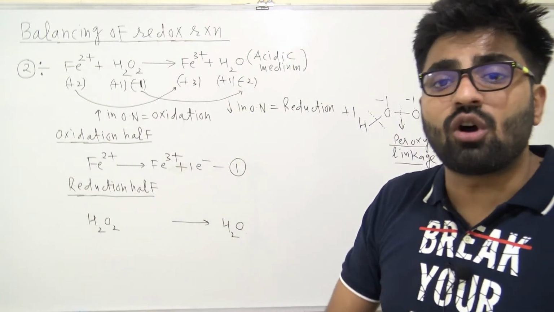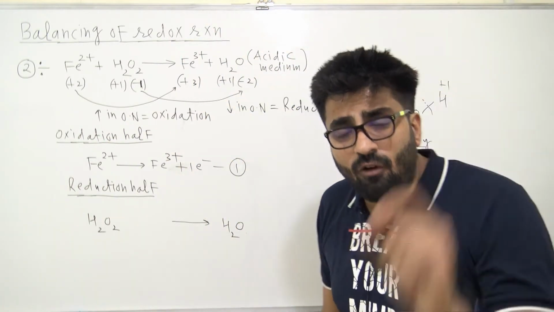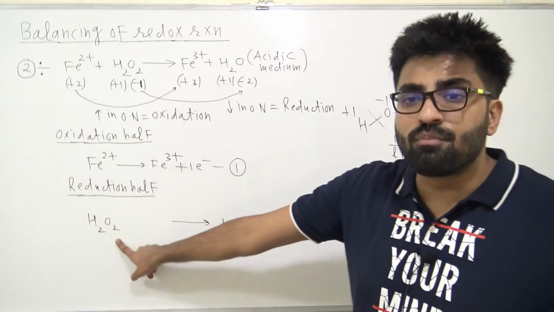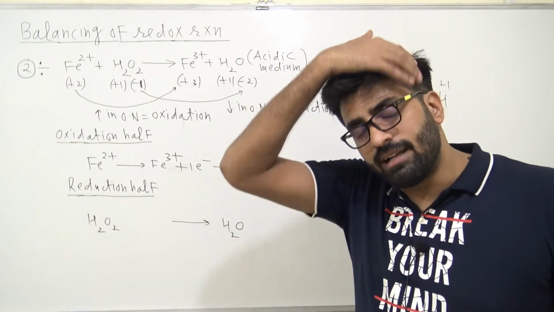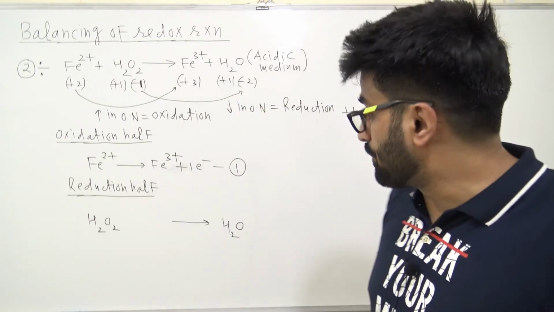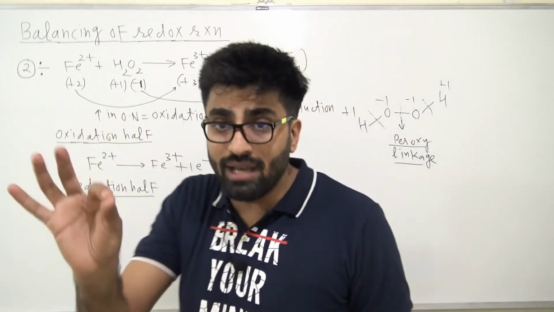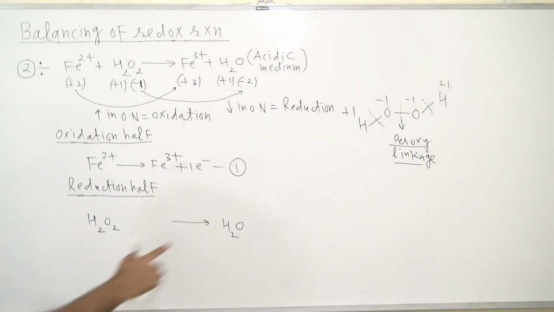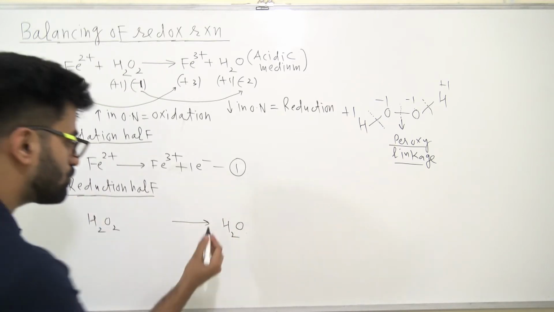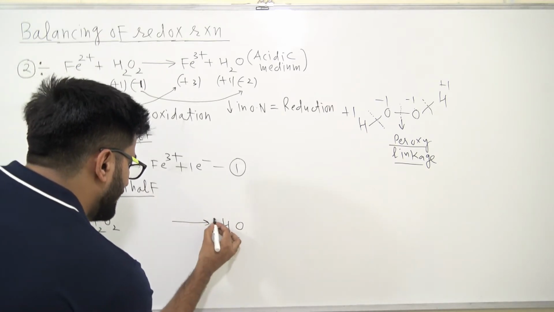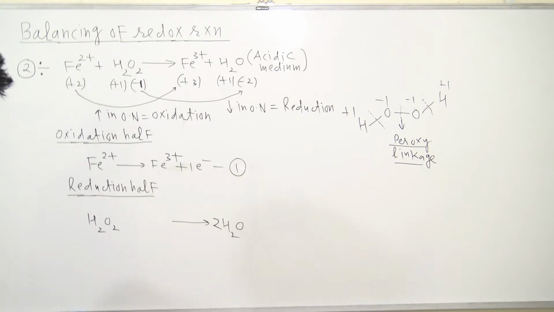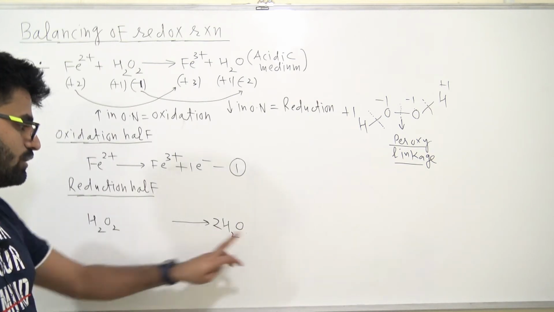And how do we balance oxygen? By adding water molecules. In the reactant side, how many oxygens are there? There are 2. In the product side, there is 1. So I add 1 H2O here: H2O plus H2O, which is 2 H2O. So oxygen is balanced, 2 oxygen here, 2 oxygen here.